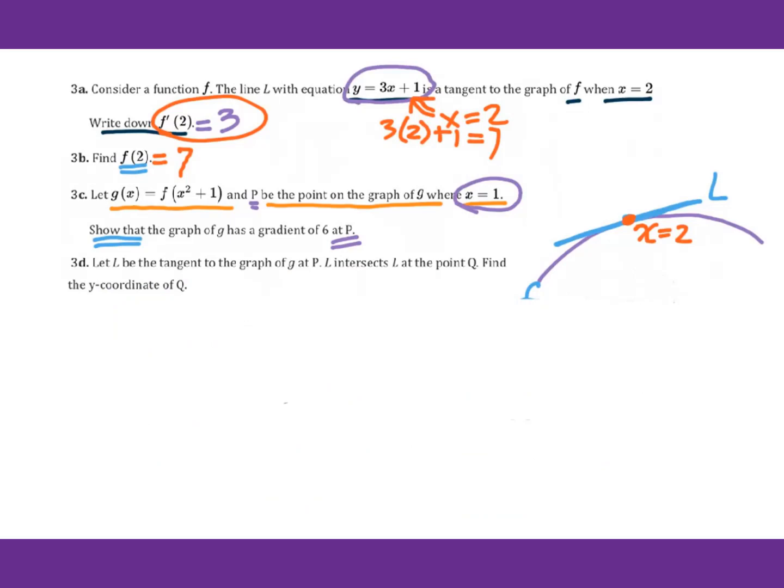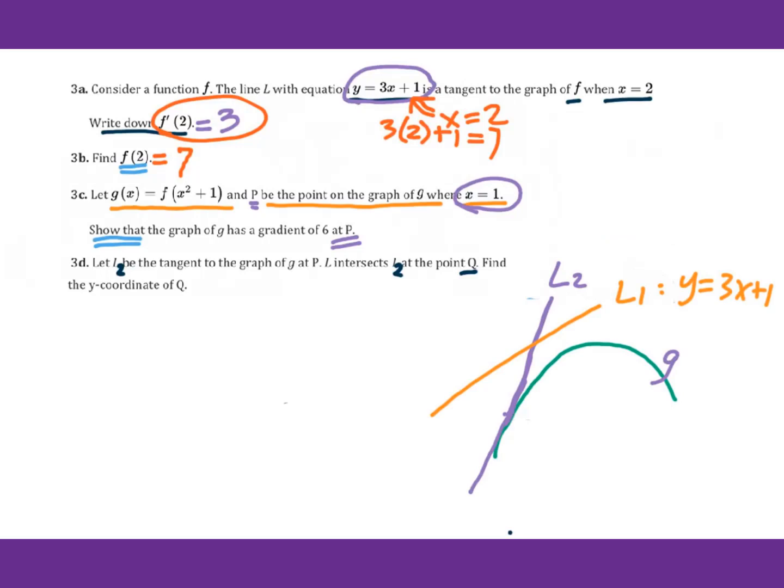Now let's go to 3d. Let L2 be the tangent to the graph of g at P. L intersects L2 at the point Q. Find the y-coordinate of Q. Let's sketch the graph. We know the slope for this L2 is 6. That's why when I draw L2, it's steeper than L. L is y equals 3x plus 1. So we try to figure out this Q. First of all, you need to figure out the linear function for L2.